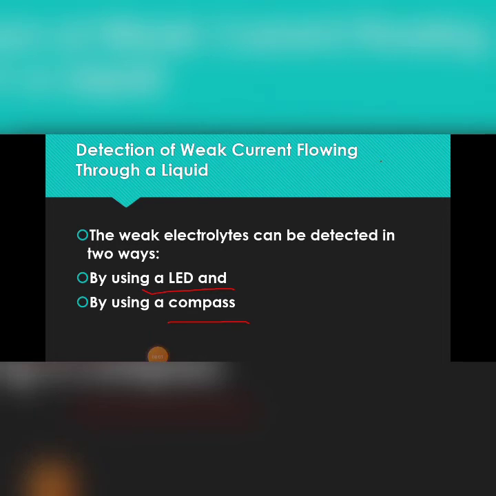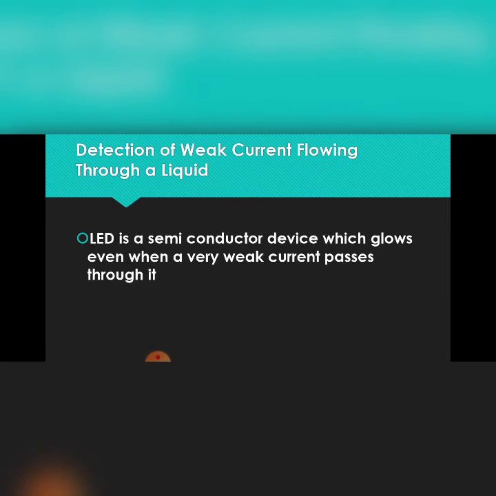Therefore, the detection of weak current flowing through a liquid is done by using an LED bulb and by using a compass. This is because LED is a semiconductor device which glows even when a very weak current passes through it. So when we test weak electrolytes, a weak current flows through the circuit and the LED bulb will glow, showing that the electrolyte conducts electricity.